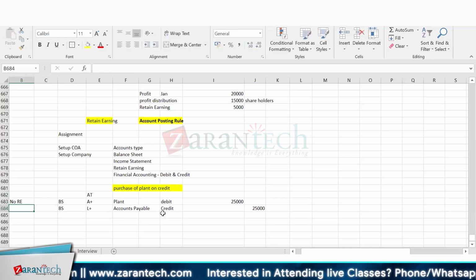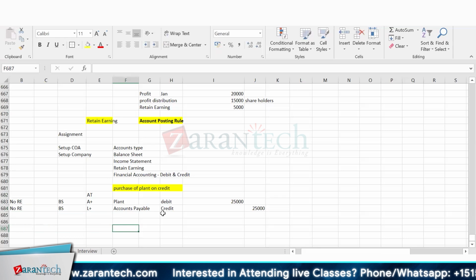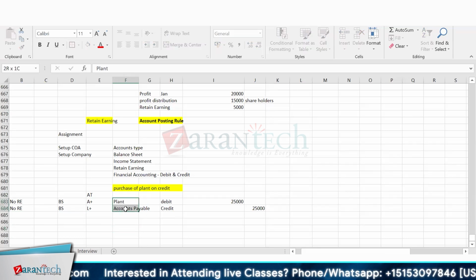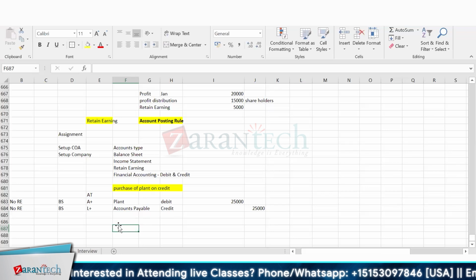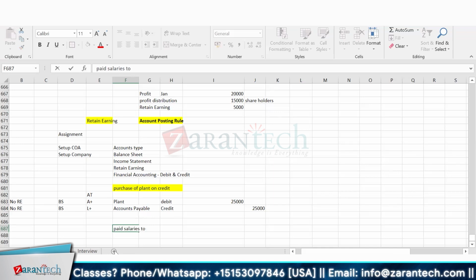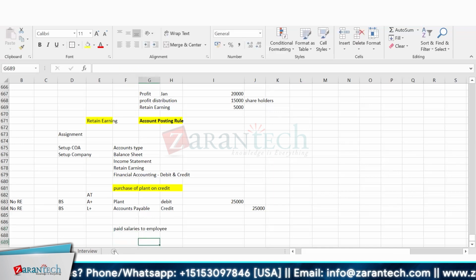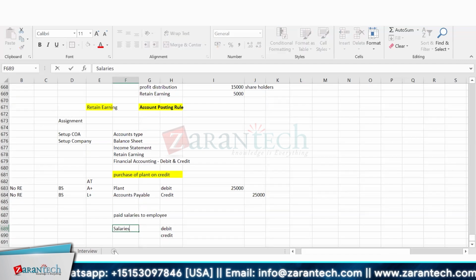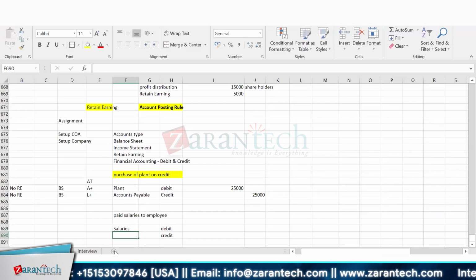Same. Another transaction quickly, then we wrap up the session. Purchase of a home is the same transaction, asset is there. I wanted to hit salaries, for example. Paid salaries to employees. So what is debit and credit? What comes in? What goes out? Salaries debit, yes, and cash credit.